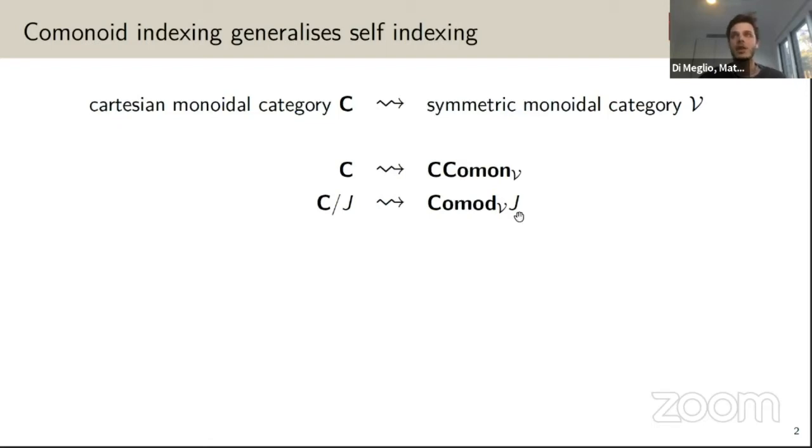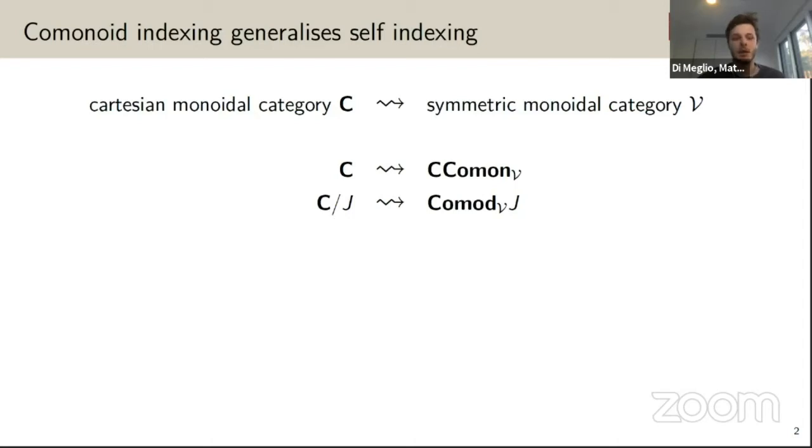So a J comodule is an object of V equipped with a J coaction. And again, if V is Cartesian monoidal, then this just amounts to a morphism from the object into J, and thus we get an isomorphism between this category of J comodules and just the slice category V over J. And so this does also generalize what's going on in the Cartesian setting.